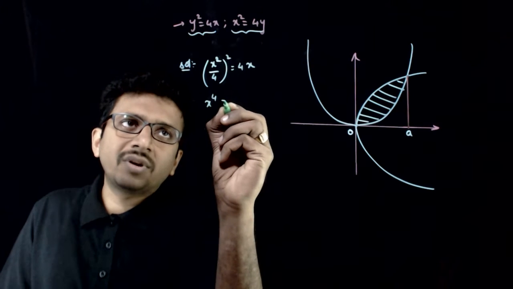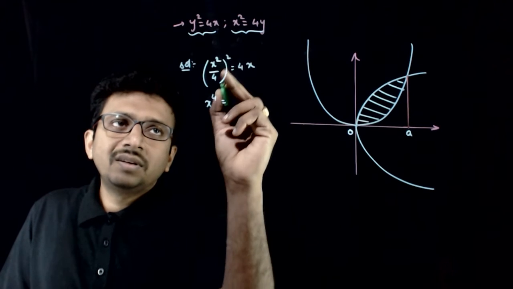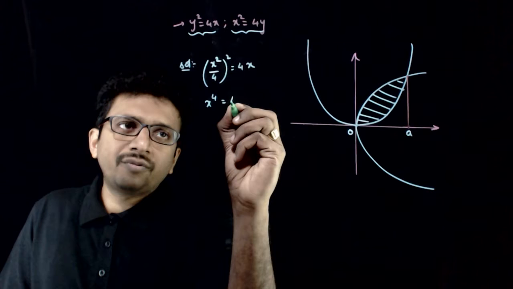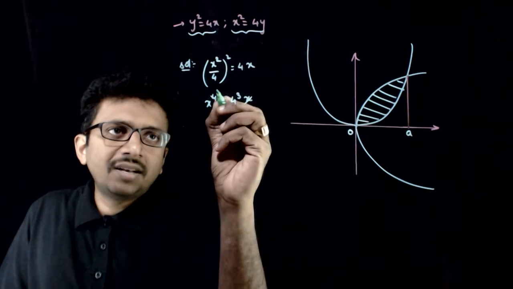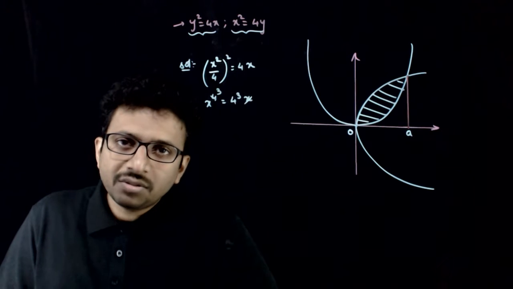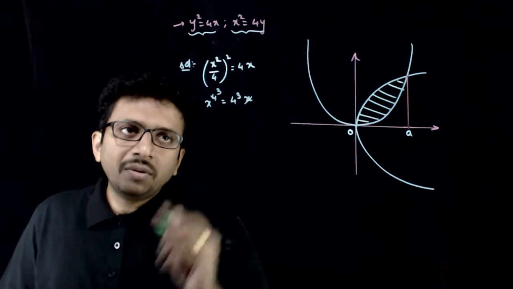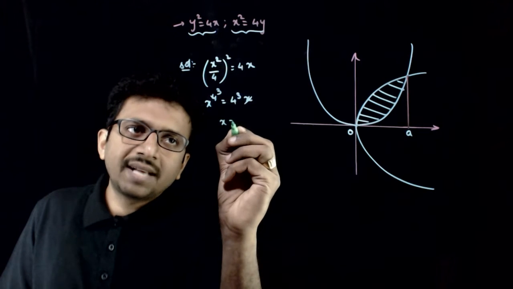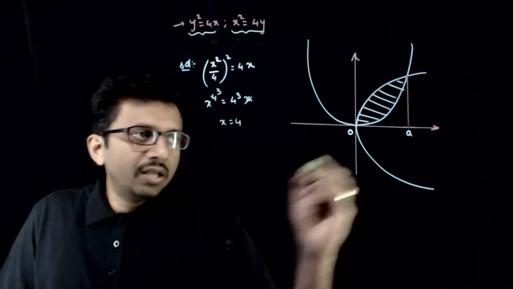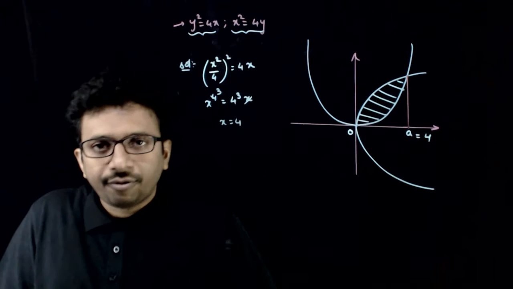So x power 4 is equal to 4 square into 4 cube times x. So one x gets cancelled because x is equal to 0 is the solution. That corresponds to x is equal to 0. The next solution corresponds to x cube is equal to 4 cube, x is equal to 4. So this value is equal to 4.